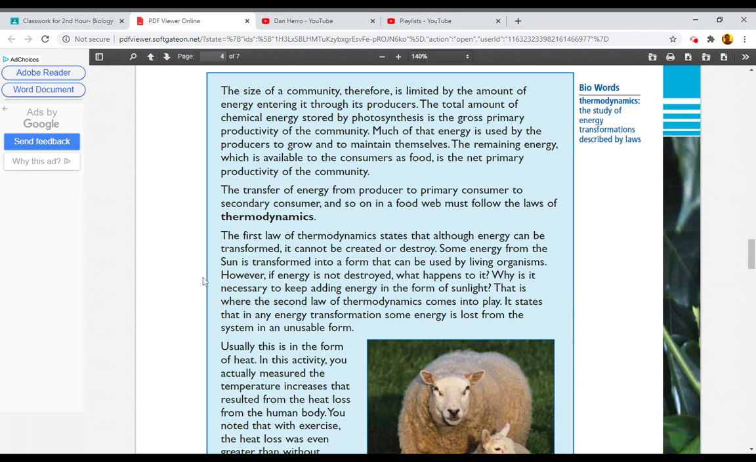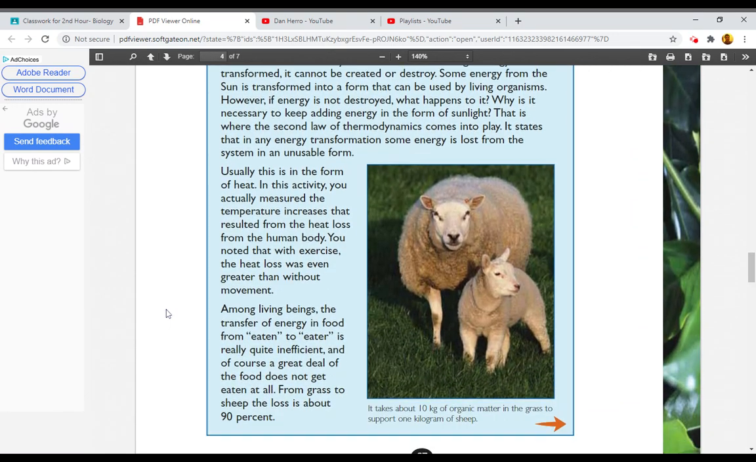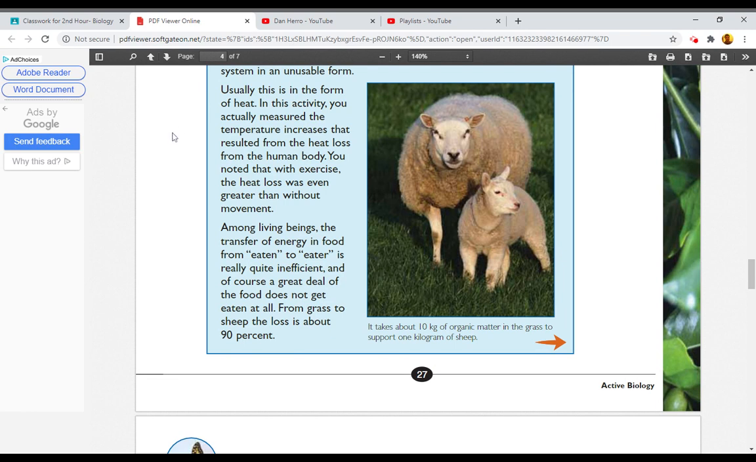However, if energy is not destroyed, what happens to it? Why is it necessary to keep adding energy in the form of sunlight? That is where the second law of thermodynamics comes into play. It states that in any energy transformation, some energy is lost from the system in an unusable form. Usually, this is in the form of heat.